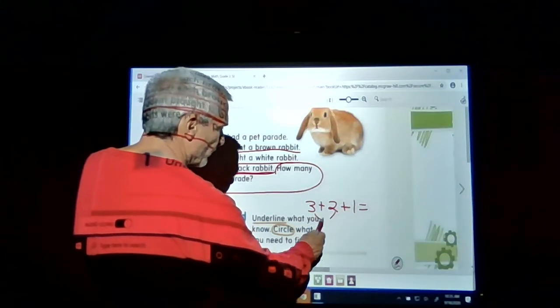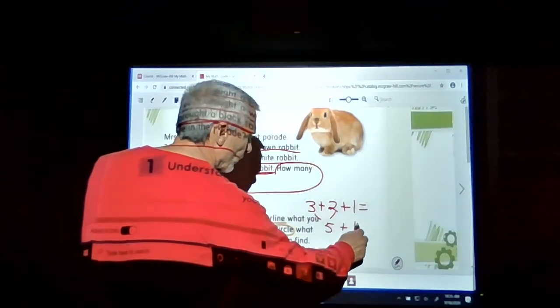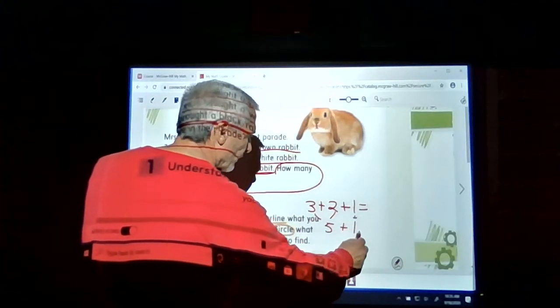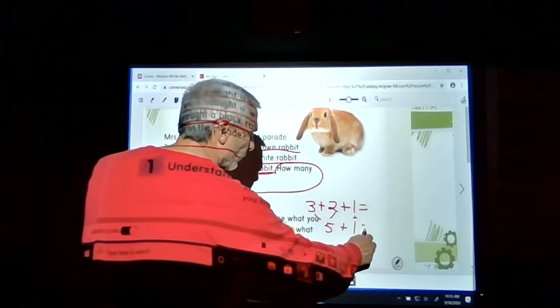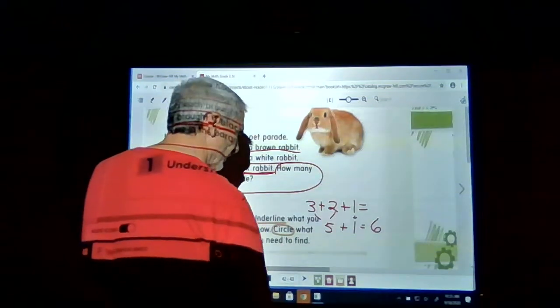We'll do the 3 plus the 2, 3, 4, 5, plus 1 more. We'll just bring that down. 5 plus 1 more equals 6. So the total is 6. Does that make sense?